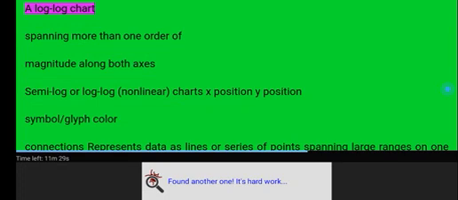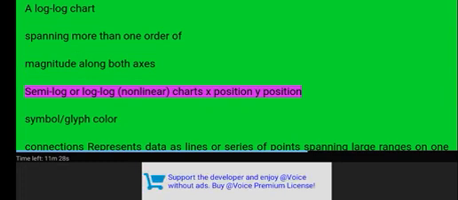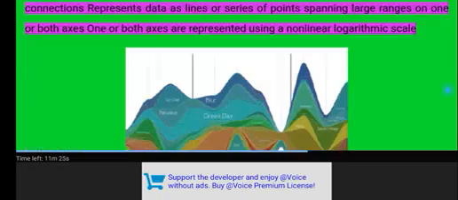A log-log chart. Spanning more than one order of magnitude along both axes. Semi-log or log-log nonlinear charts: x position, y position, symbol, glyph, color, connections. Represents data as lines or series of points spanning large ranges on one or both axes. One or both axes are represented using a nonlinear logarithmic scale.